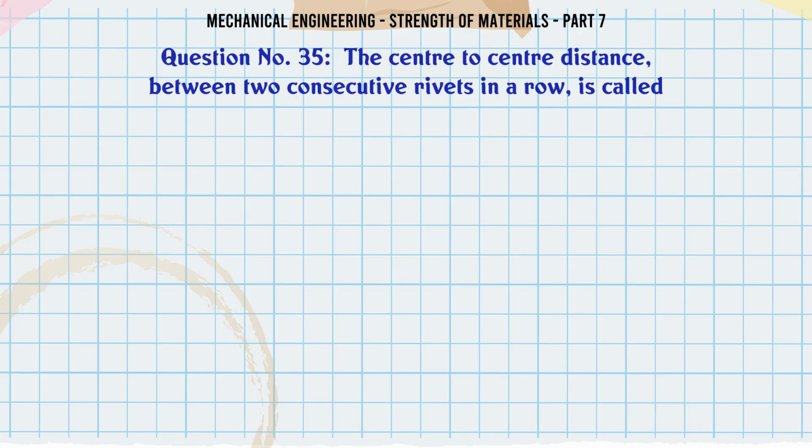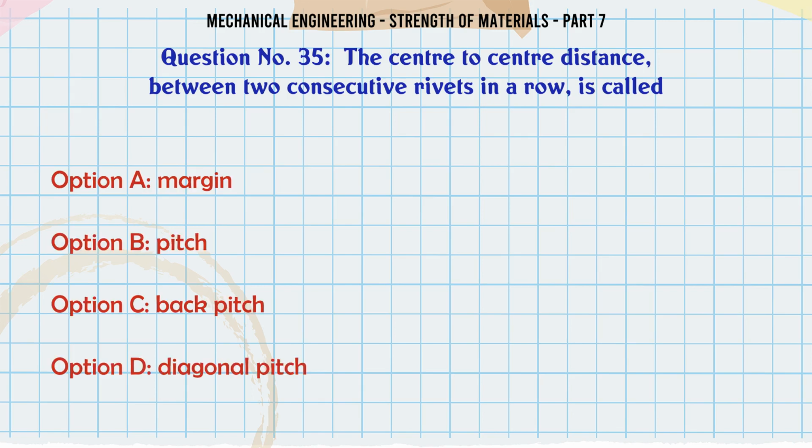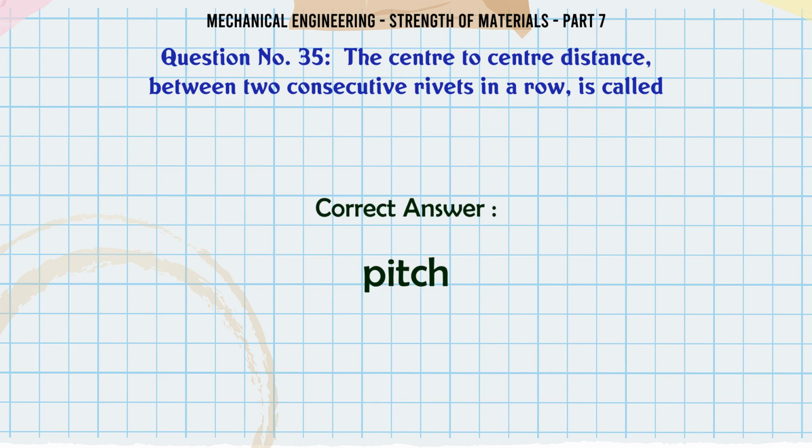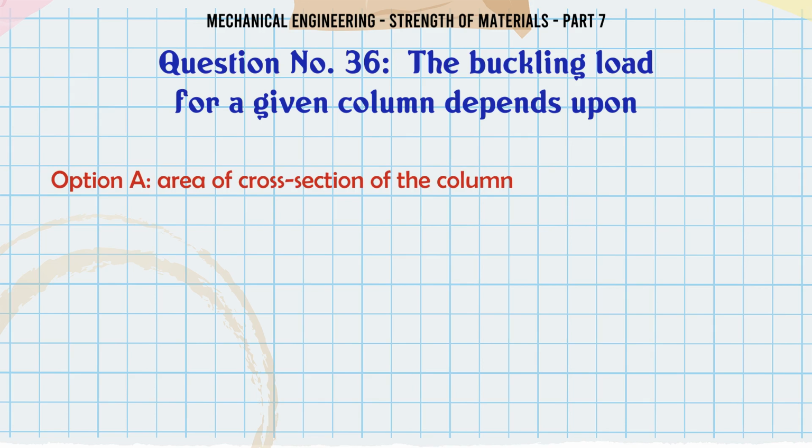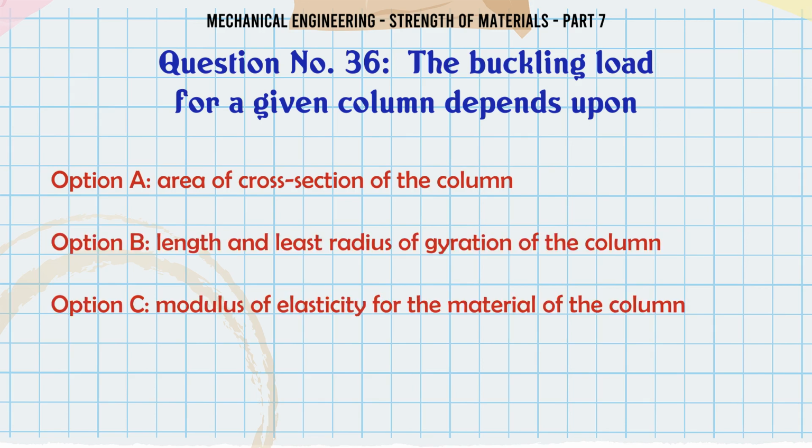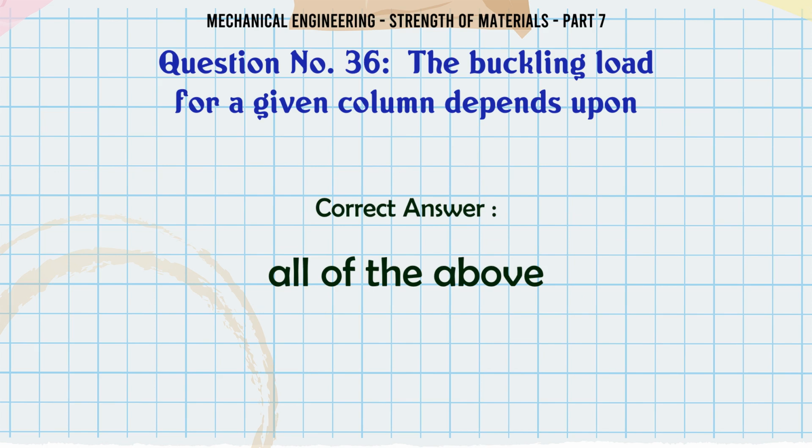The center-to-center distance between two consecutive rivets in a row is called: A. margin, B. pitch, C. back pitch, D. diagonal pitch. The correct answer is pitch. The buckling load for a given column depends upon: A. area of cross-section of the column, B. length and least radius of gyration of the column, C. modulus of elasticity for the material of the column, D. all of the above. The correct answer is all of the above.